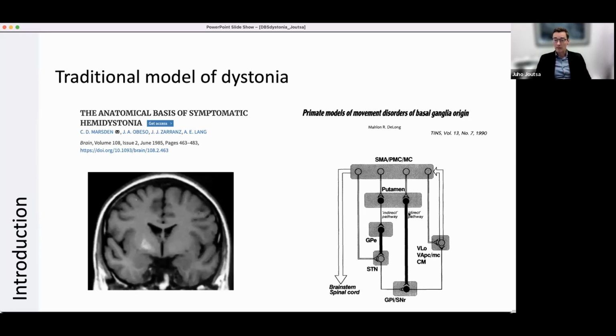and inhibitory circuits that loop through the GPI, which inhibits the thalamus, and the thalamic activity excites the cortex, increasing movement. So according to this model, if GPI is destroyed, you get net excitation to the motor cortex, which leads to hyperkinetic movement disorders such as dystonia.